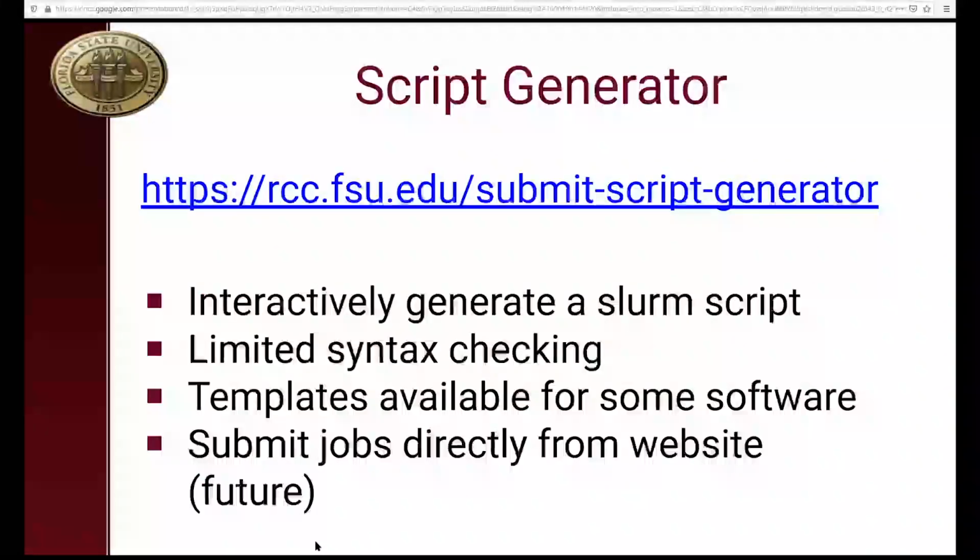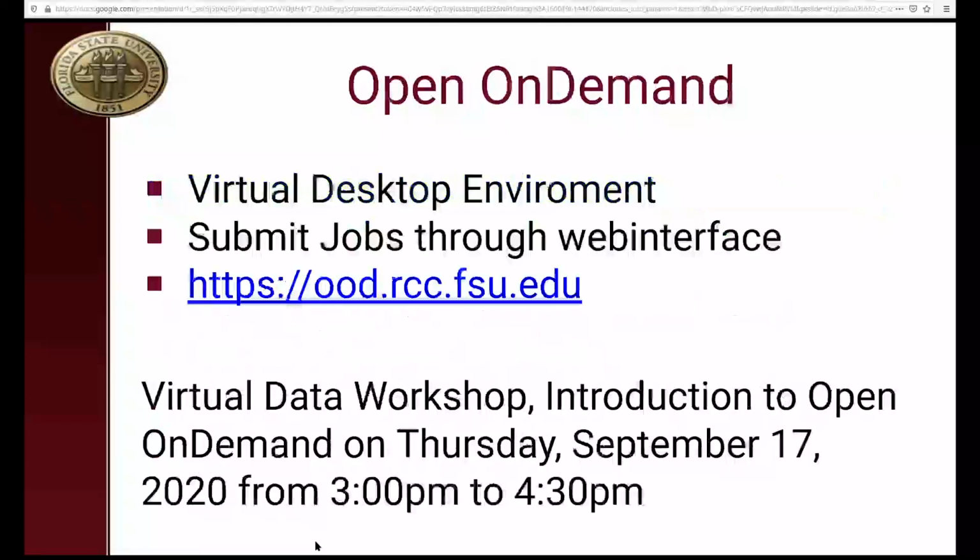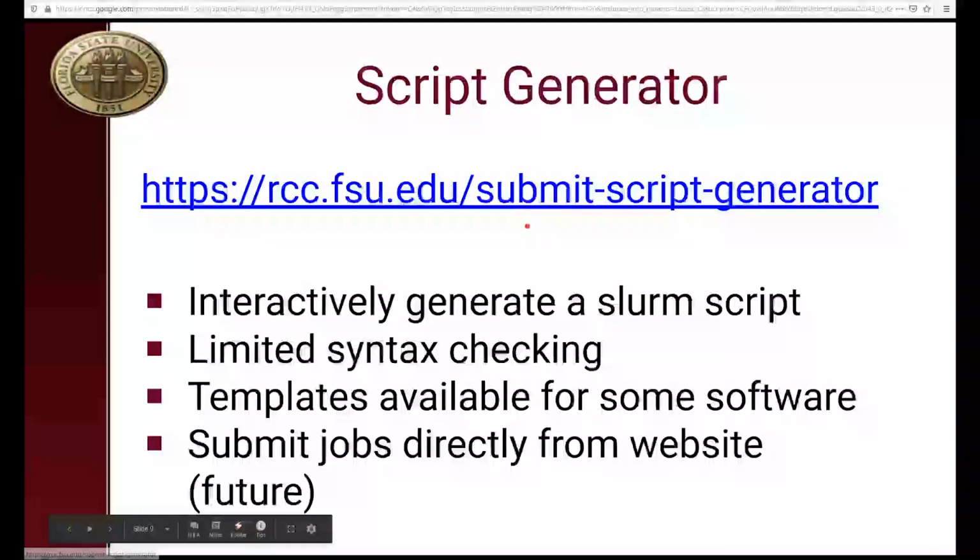The script generator is just an interactive website where you can click and point and you'll get a job submission script. It's very simple. It has some very limited syntax checking, and we have some templates available for some software, so it helps create a job file. It does not submit any jobs directly for now, but in the future you might submit jobs by just clicking. So how does it look? I'm not going to give a demo. It's basically a form where you fill out the program name and the partitions you want to run in, and it will create a job script for you.